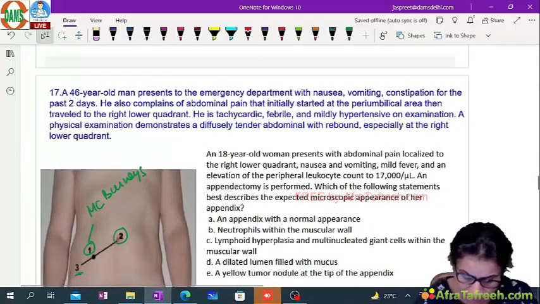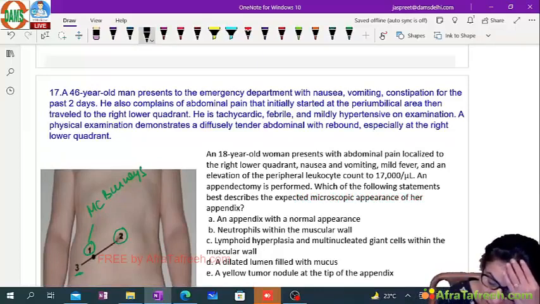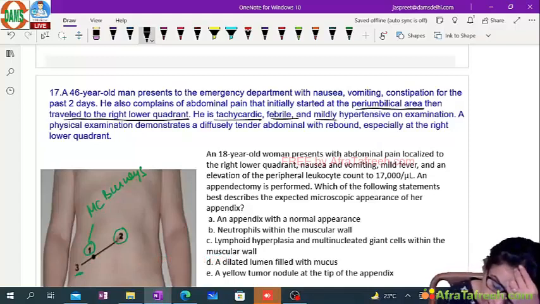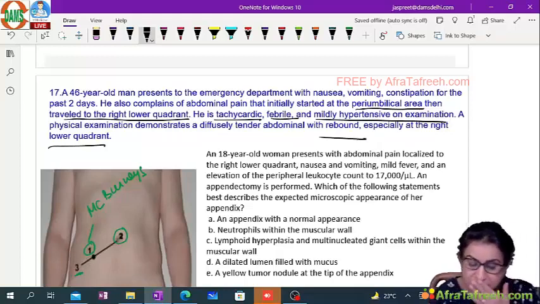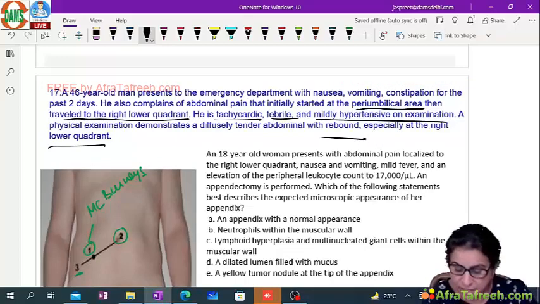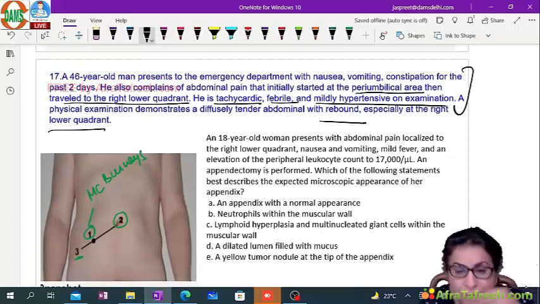This is the history of appendicitis. A 46-year-old man presents to the emergency department with nausea, vomiting, and constipation for the past 2 days. He also complains of abdominal pain that initially started in the periumbilical area and then traveled to the right lower quadrant. He is tachycardic, febrile, and mildly hypertensive on examination. A physical examination shows a diffusely tender abdomen with rebound tenderness, especially at the right lower quadrant. This is the type of history that you have in acute appendicitis.